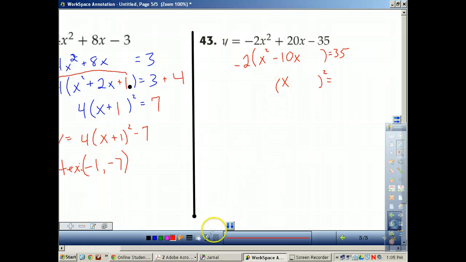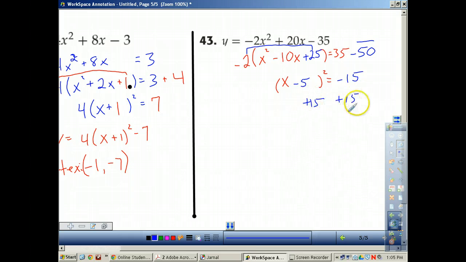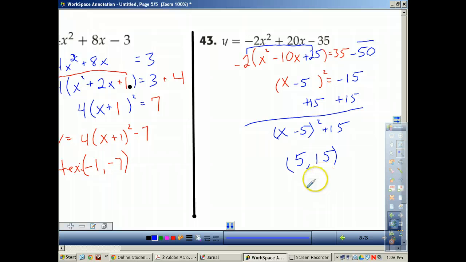So half of negative 10, negative 5, add 25, add, yeah, negative 50. So negative 2 times 25, negative 50. So we get negative 15. And finish it up. Vertex is at? Negative 5, negative 15. It's positive 15.